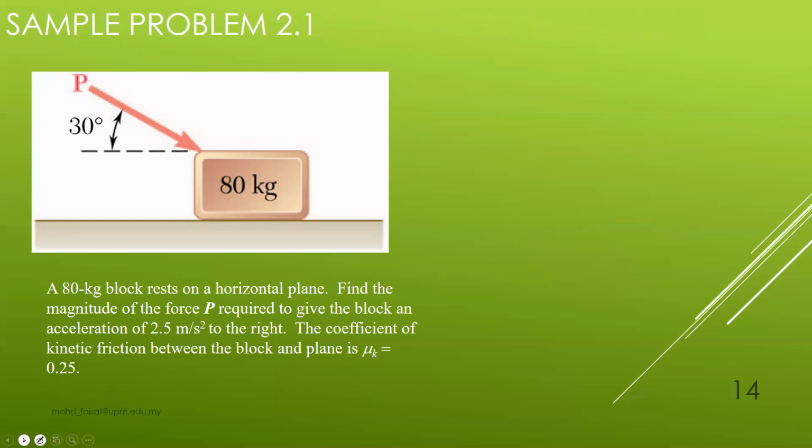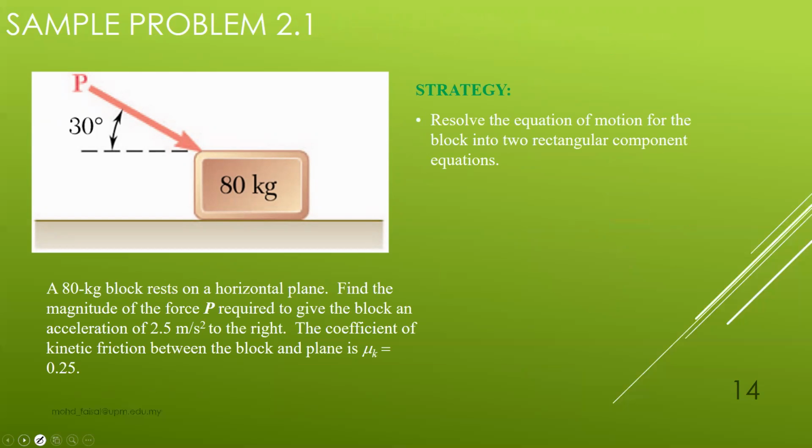Okay, we go on to this example. We have an 80 kg block resting on a horizontal plane. Find the magnitude of force P. How much P is required to give the block an acceleration of 2.5 meters per second to the right. So we want this particular block to move to the right with an acceleration of 2.5 meters per second squared.